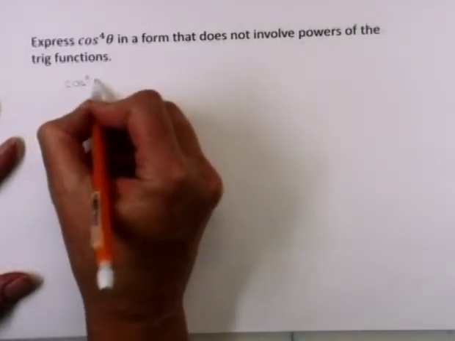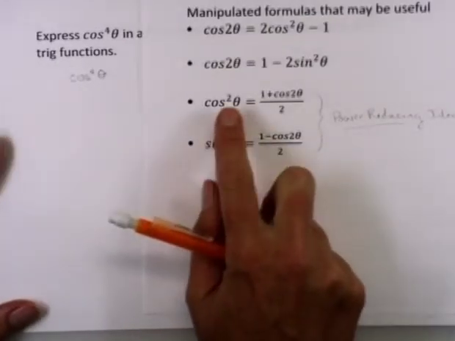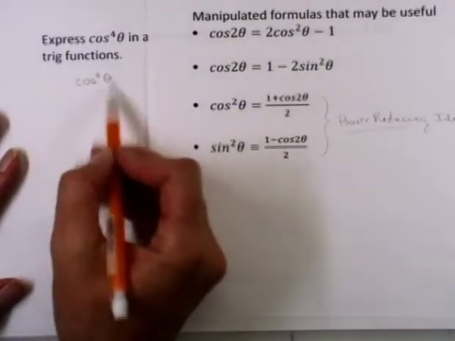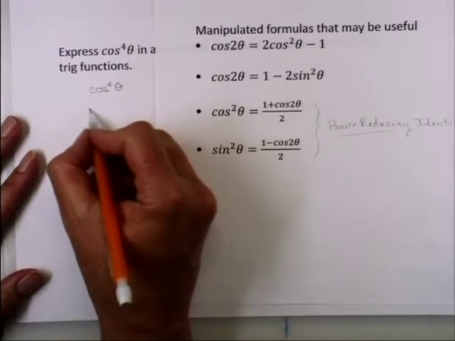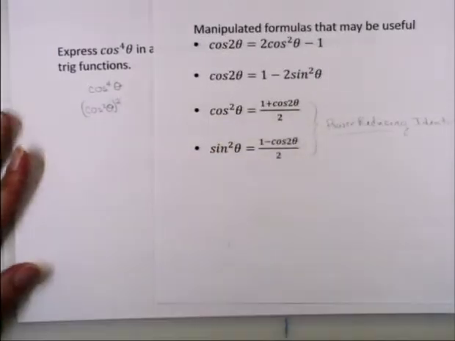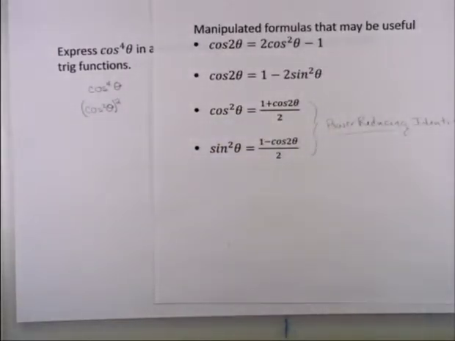They want us to express the cosine to the 4th power of theta in a form that does not involve powers of the trig functions. So they don't want any power higher than 1. So there should be no powers on this. So I start by writing cosine to the 4th. Now, I have this power reducing formula, but this is only for a square. So what I want to do is break this apart and think of it as being cosine squared of theta, squared. Okay, so I'm going to square that, and I'm going to do this in a couple of steps to get that power completely gone.